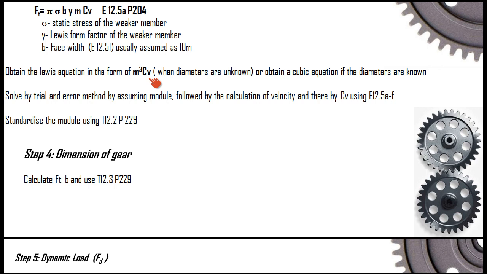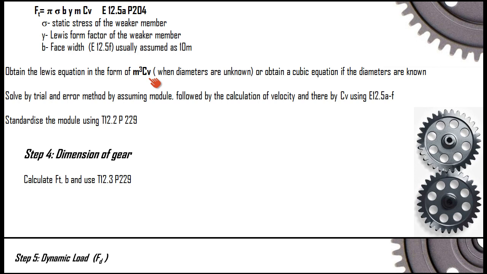M cube Cv should be greater than or equal to the left-hand side, something like that we have to obtain. So m cube Cv equal to something is the final thing we have to obtain from the Lewis equation. This m cube Cv form can be obtained only when the diameters are unknown. Suppose you have the diameters, you will definitely get a cubic equation, not in the form of m cube Cv. So that is how we can distinguish between questions where the diameters are known and unknown, and while solving you will understand it clearly.